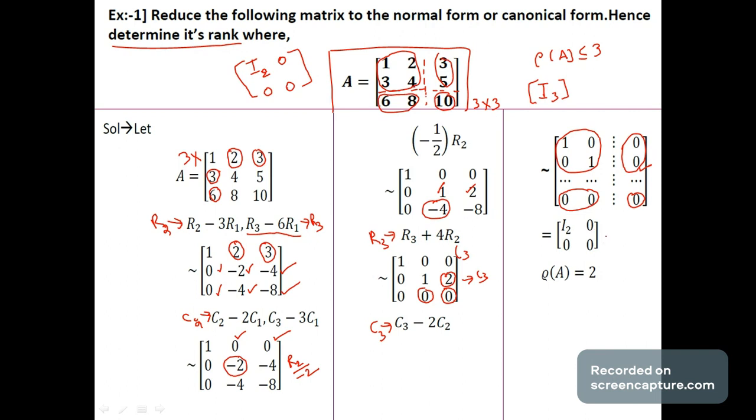I2 0 0 0. So this is the normal form. Here the order of the identity matrix is 2. So therefore rank of A equals 2. Okay. So we go to the next slide.